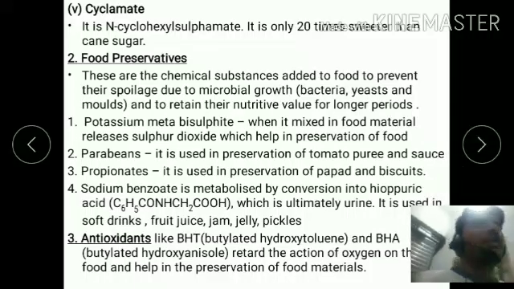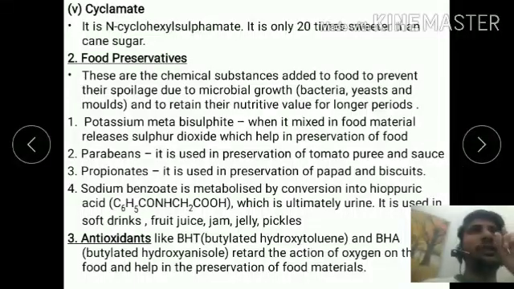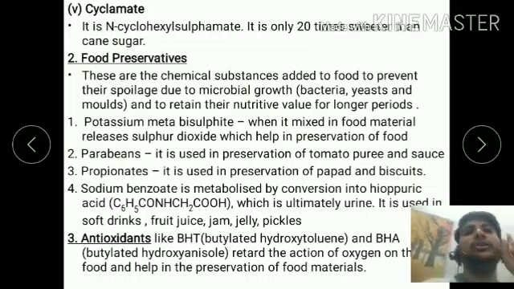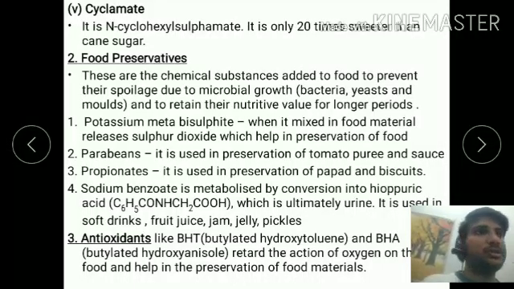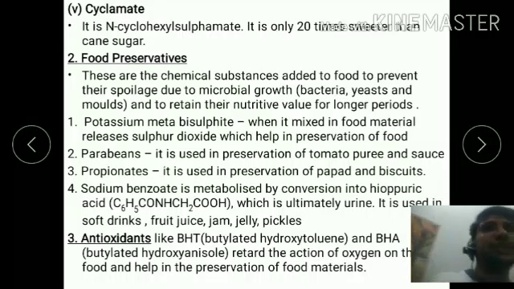Now we turn to food preservatives. We are doing a study about the chemicals in food. First we studied the artificial sweeteners. Now the second one is food preservatives. Some chemicals we use in food for preservation. That's why they stay for a long time.